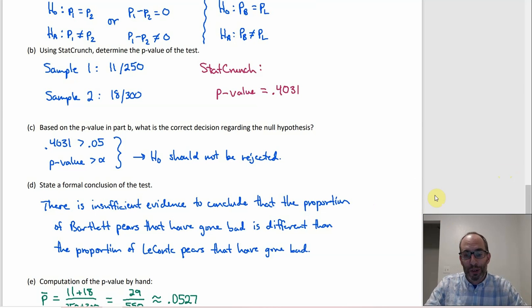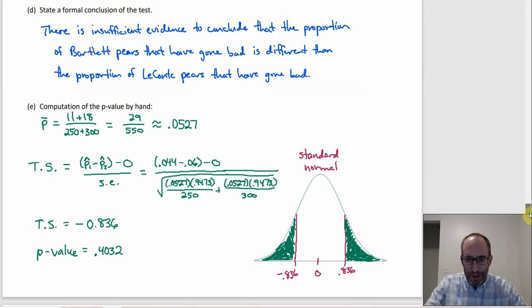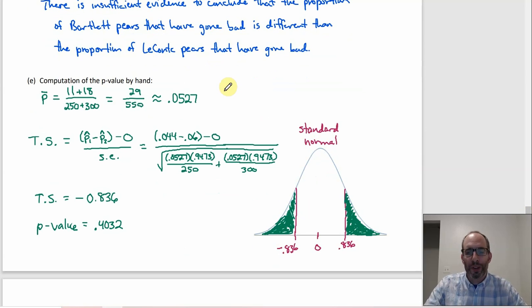But if you were going to do all the work by hand instead of by StatCrunch, I wrote that out in Part E. So you have to get the pooled sample proportion because you need that for the standard error in the denominator of the test statistic. So I just took the two sample proportions, added the numerators together, added the denominators together.